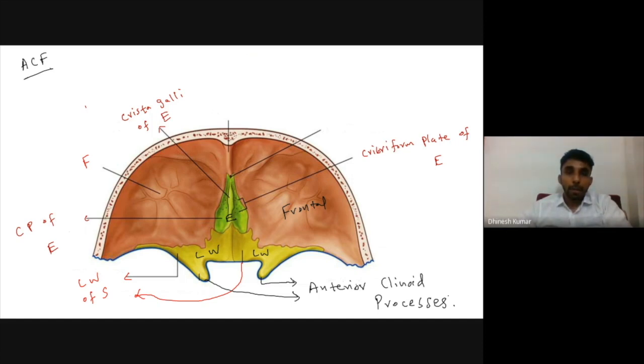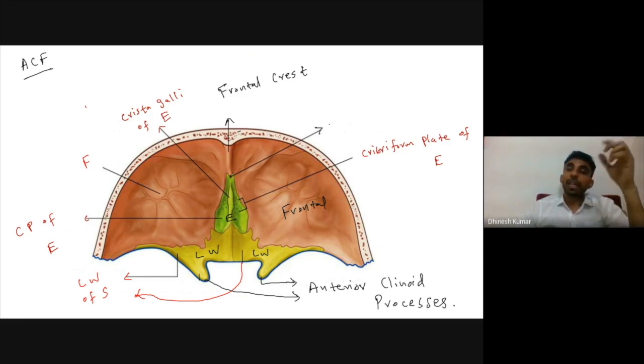And remember one more thing here. In front of the ethmoid bone, do you see one midline elevation I am marking now? It is a part of frontal bone, right? Called frontal crest. Crest means elevation. So just in front of crista galli, we have an elevation related to the frontal bone called the frontal crest.